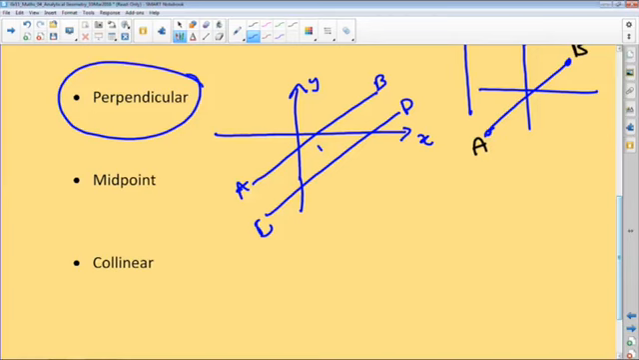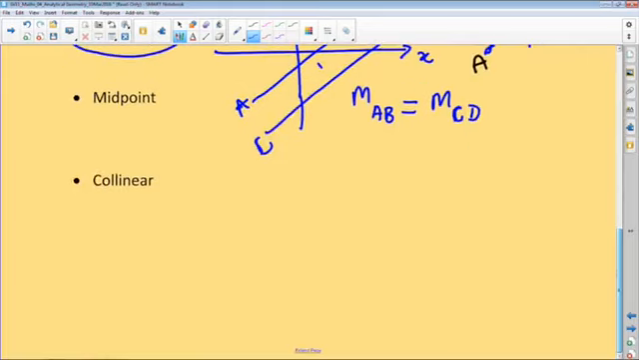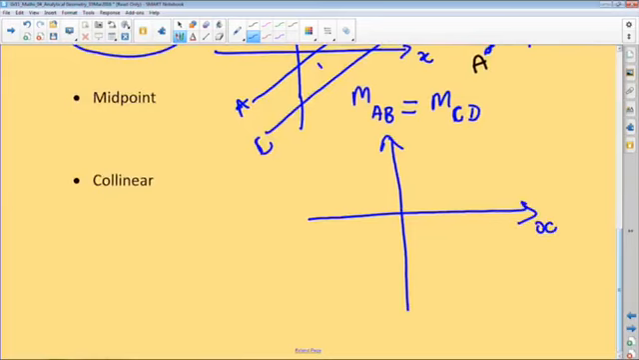So for parallel lines, the gradient of the first line, which in this case is AB, is equal to the gradient of CD. If the gradient of AB is 5, then the gradient of CD is also 5. And then remember in grade 10, it was evident that when you are working with perpendicular lines, this is your x, and that's your y.